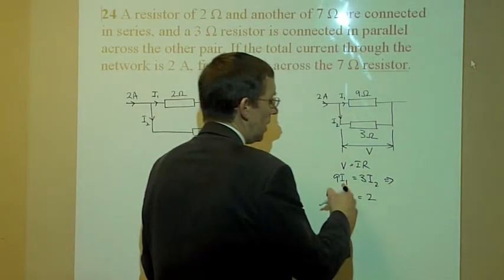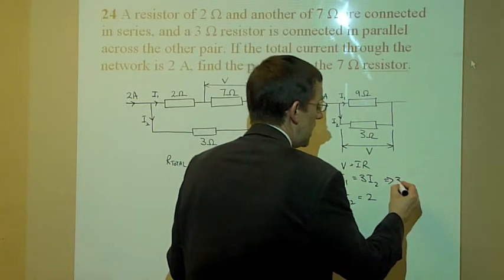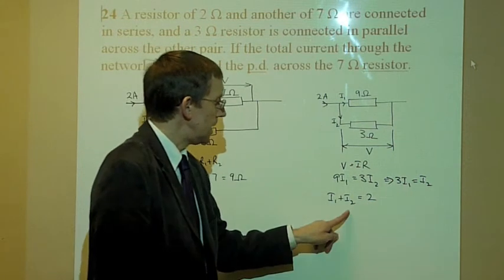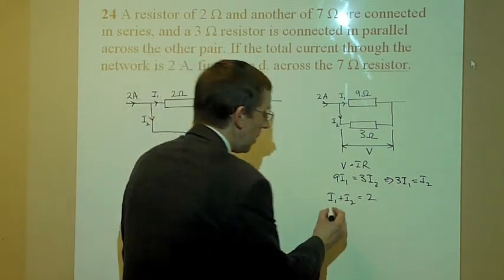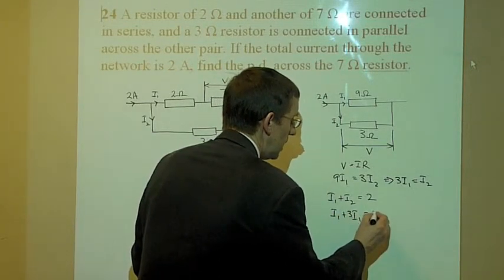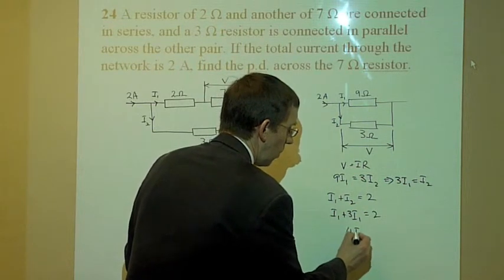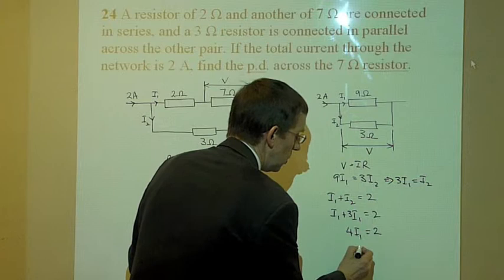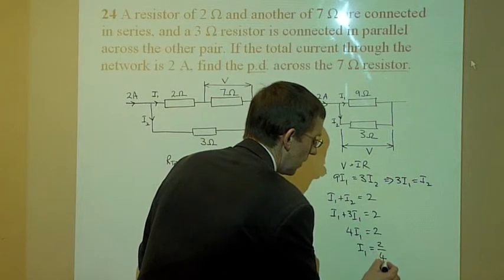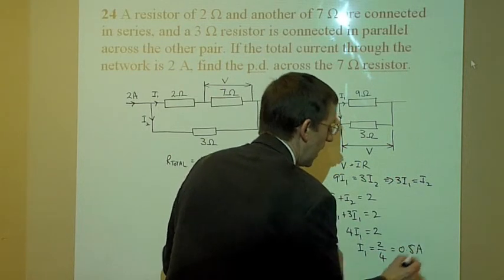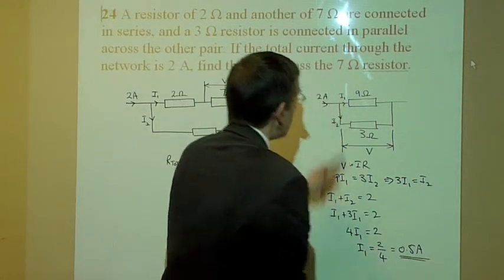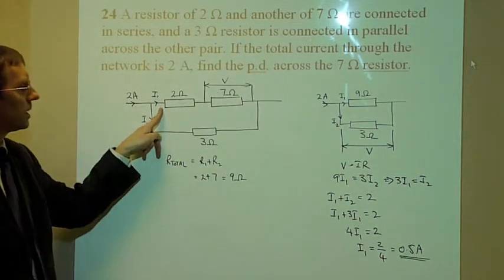From this equation, I can get that 3I1 is equal to I2. So I can replace I2 in here with 3I1. So I get I1 plus 3I1 equals 2. That's 4I1 equals 2. So I1 equals 2 divided by 4, which equals 0.5 amps. So I now know that I1 is 0.5 amps, so that I1 and this I1 are the same.